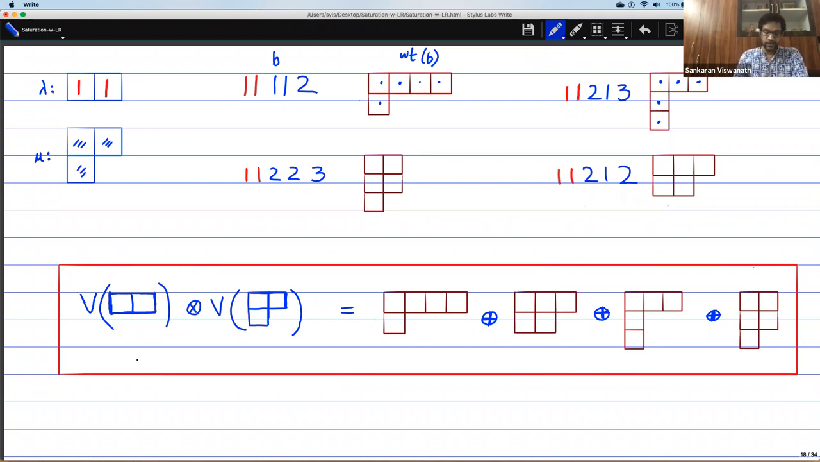So this says that if I decompose the representation V of 2,0, which remember I said is Sym2, for example, of the defining representation, tensor with this, which I said was the adjoint representation, all of this is with GL3. So Sym2 tensor the adjoint representation decomposes into a direct sum of 4 irreducibles with these guys. So that's what you conclude from the Littlewood-Richardson rule.